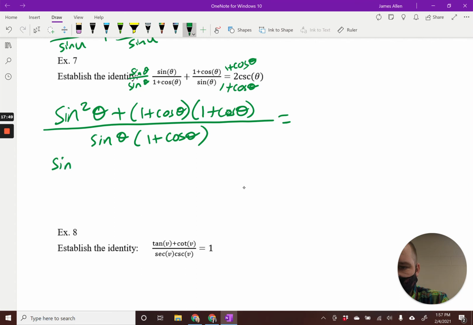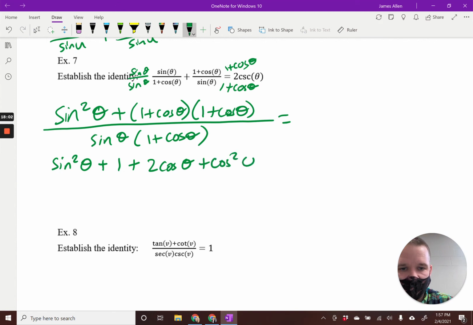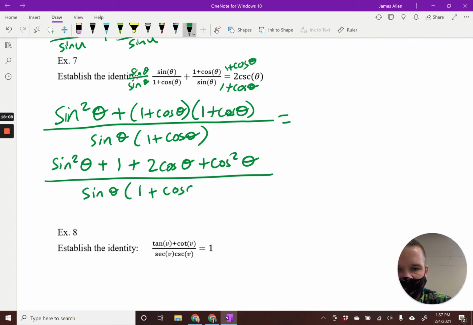I'm going to have sine squared theta plus 1 plus, then cosine times 1 and cosine times 1 is going to give me 2 cosine of theta plus cosine squared theta. All over, and I'm going to leave this one for now, because although I have distributed before, I currently do not see a benefit to do so, right? I'm looking ahead. I don't see a benefit quite yet. Maybe there will be, maybe there won't be. In the time that it does, then I'll distribute it. But for now, I'm going to leave it.